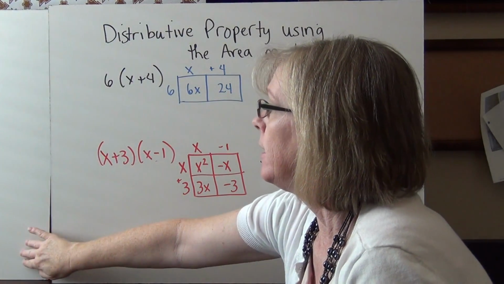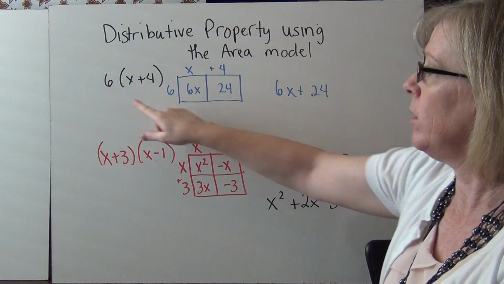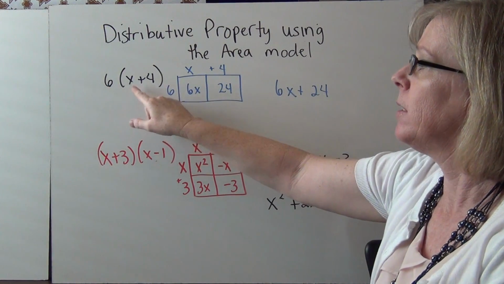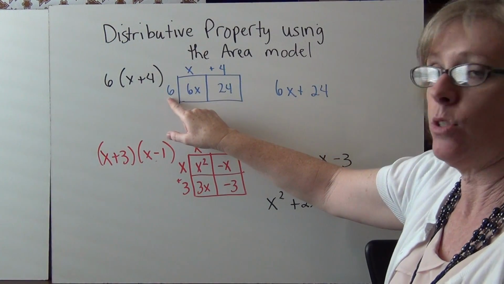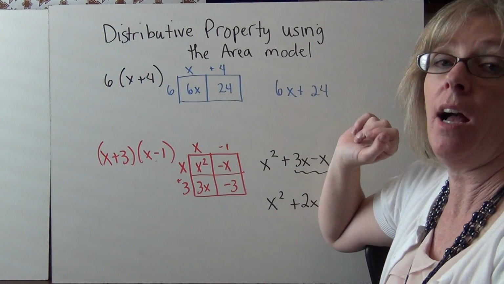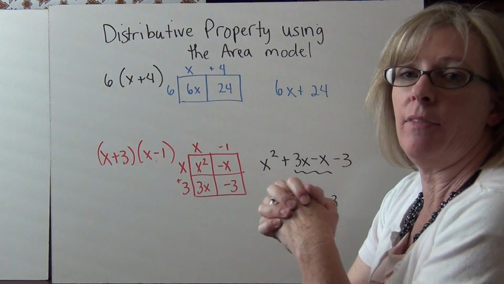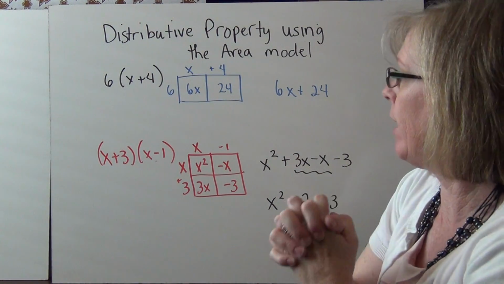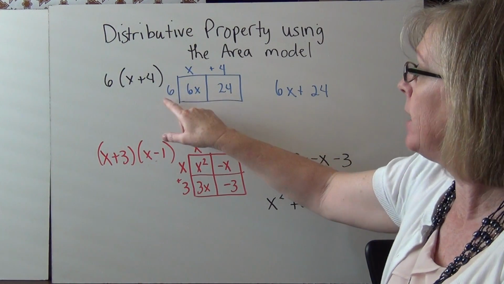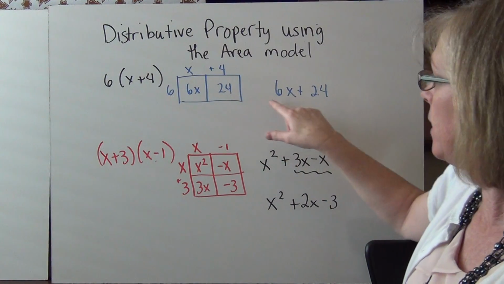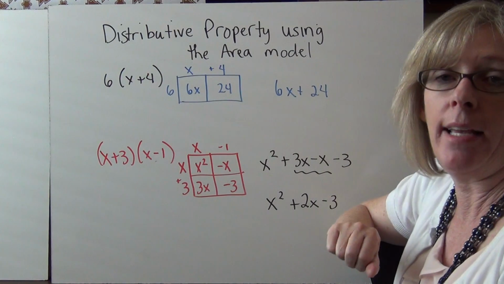Okay? We all remember the distributive property, we use that a lot. Using the area model, if I had a problem that said 6 times the sum of x plus 4, I could think of that as 6 over here and x plus 4 on the top. I have to break it up because I don't know what x is, so I can't think of that as a number all together. So I do 6 times x, so this one would be 6x, and 6 times 4, 24, and I get 6x plus 24.